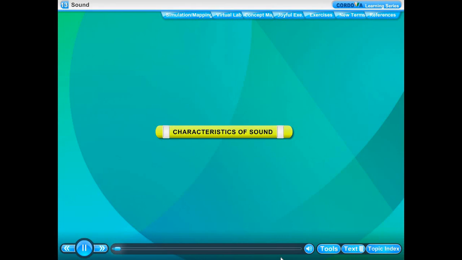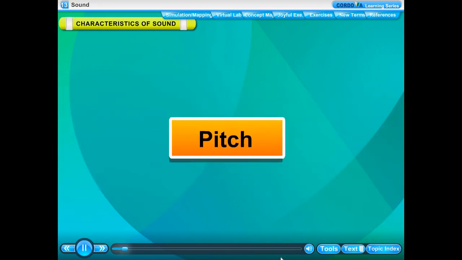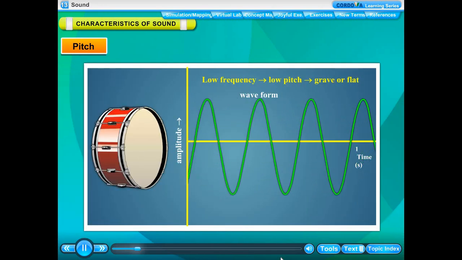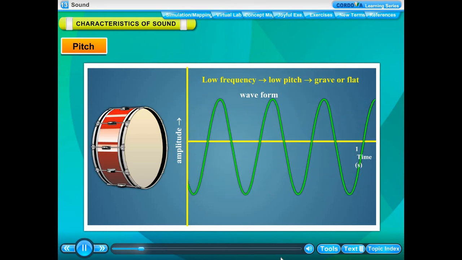Characteristics of sound. The characteristics of sound are pitch, loudness, and quality. Pitch. Pitch is the characteristic of sound by which we can distinguish a shrill sound from a grave, hoarse sound, even though the 2 sounds have the same loudness. The pitch of a sound depends upon the frequency of vibration.